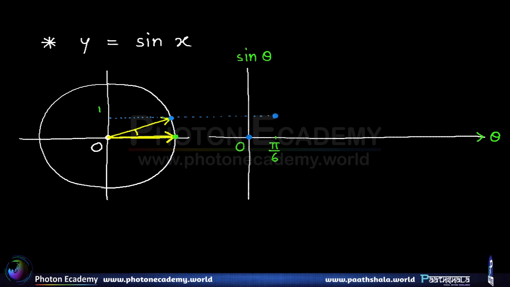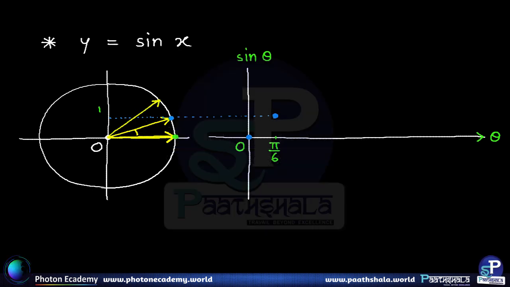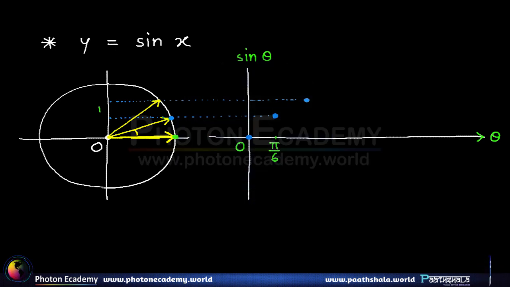Now let us raise that angle further up, and now it is 45 degrees. Now when it is 45 degrees, we know that sine of 45 degrees is 1 upon root 2. So therefore when it is plotted, we get that as 1 upon root 2. So therefore we have 1 upon root 2 for pi by 4, which is 45 degrees.